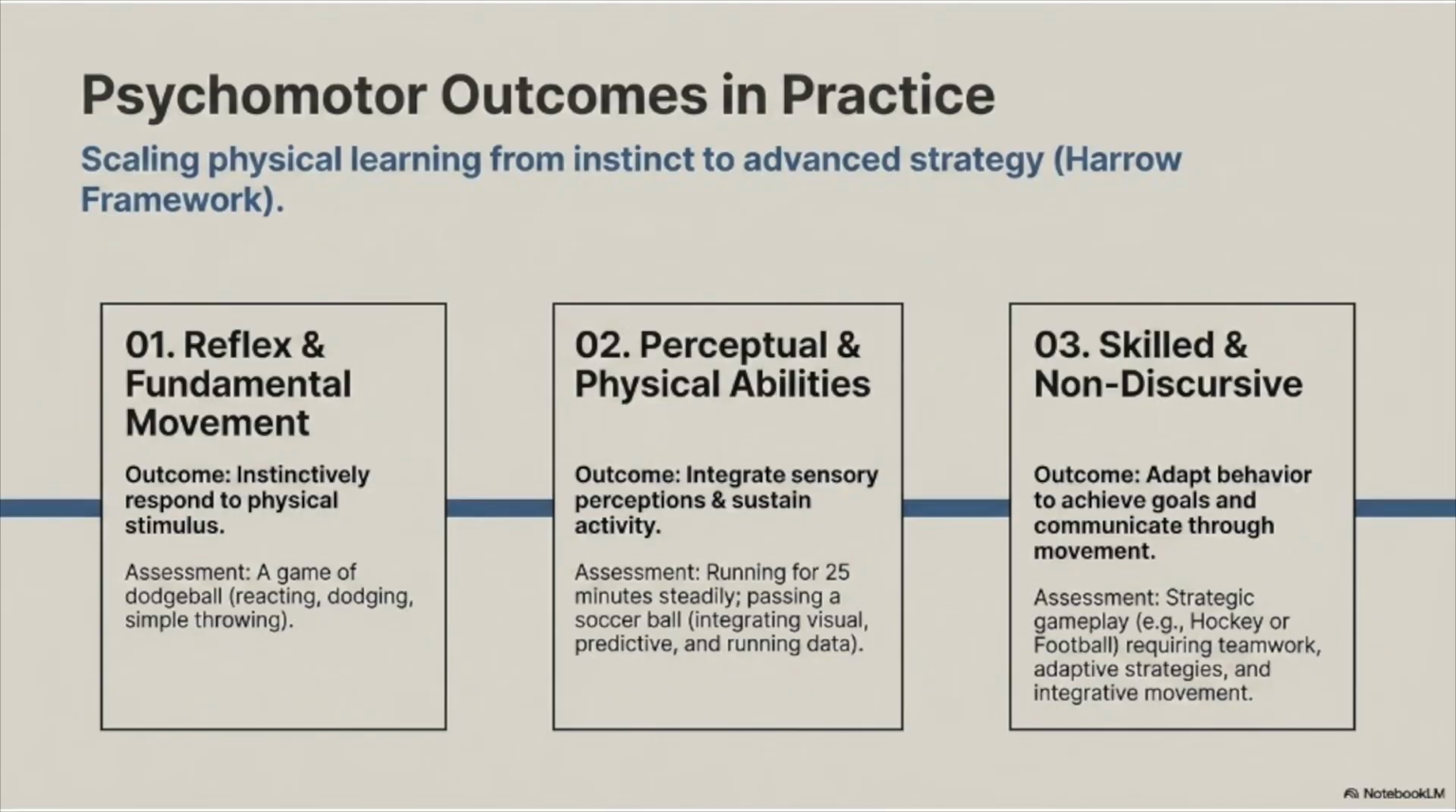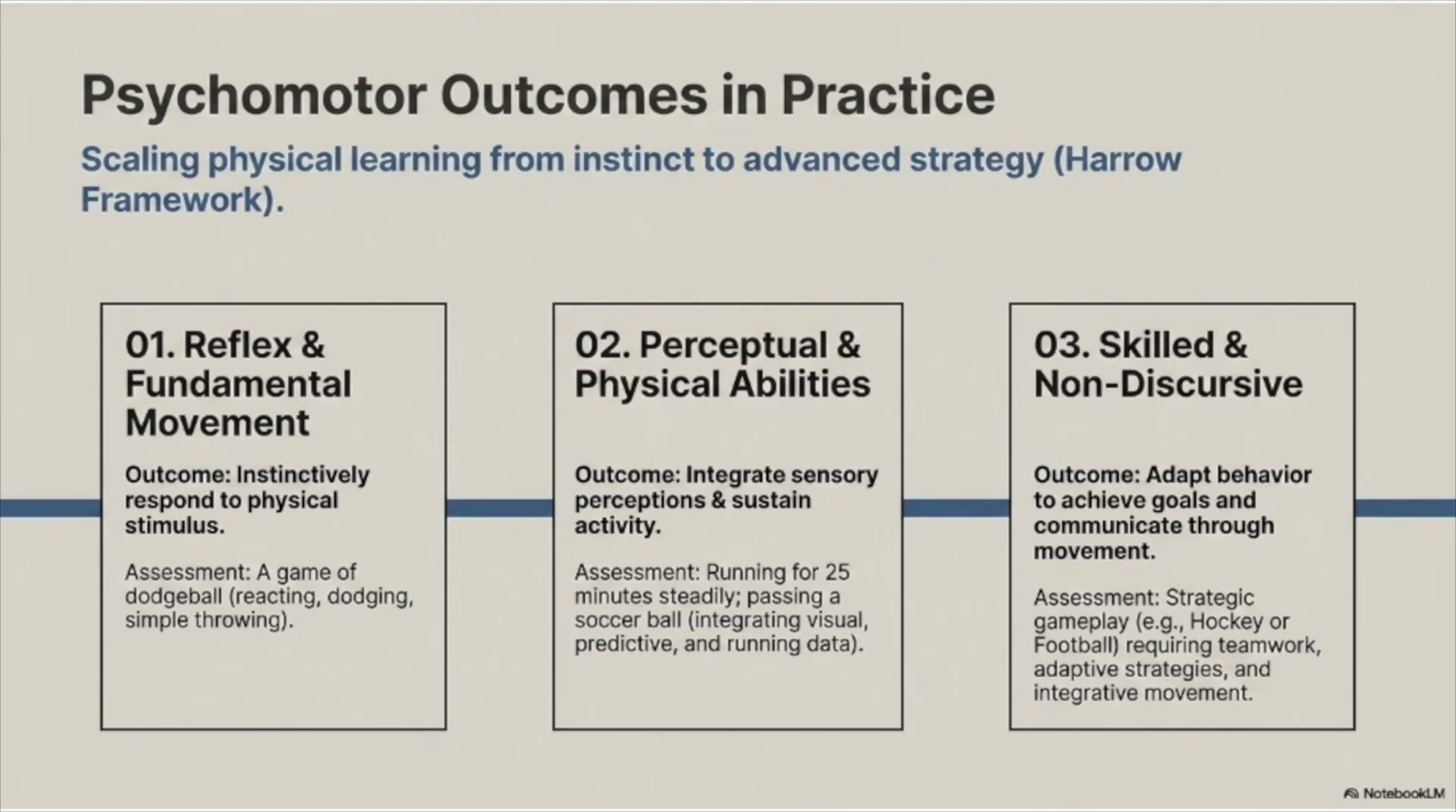Psychomotor outcomes in practice can be explained as three steps. The first includes reflex and fundamental movements, which form the foundation of motor development, and include basic actions such as posture, balance, and simple body movements.